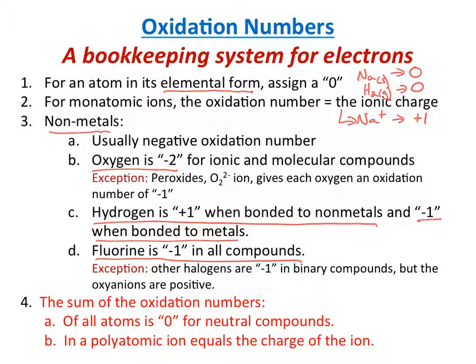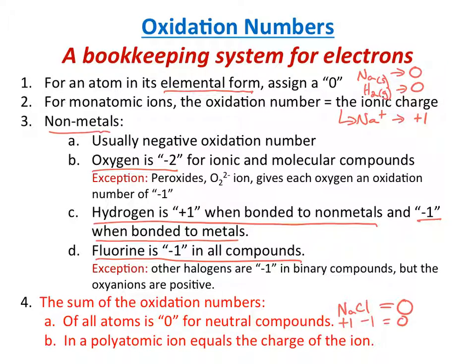The biggest and most important rule is Rule 4, which says that the sum of all the oxidation numbers for all atoms is 0 for neutral compounds, meaning that if you have some kind of compound like sodium chloride, this is a neutral compound. The sum of all the oxidation numbers has to be equal to 0, which we know that sodium would be +1 because it's a sodium ion, chloride is -1, and so when we add those together, they're 0.